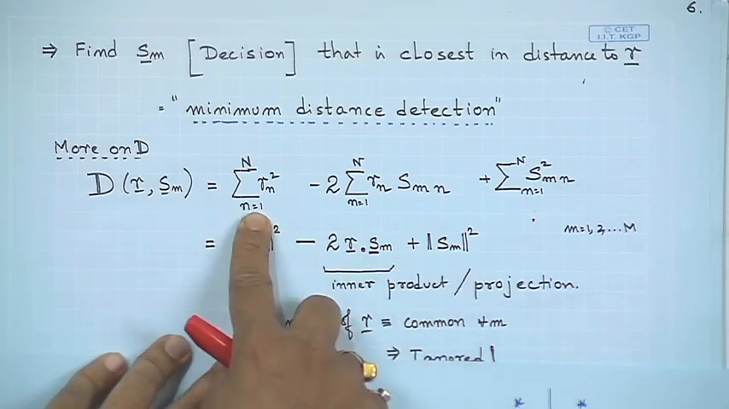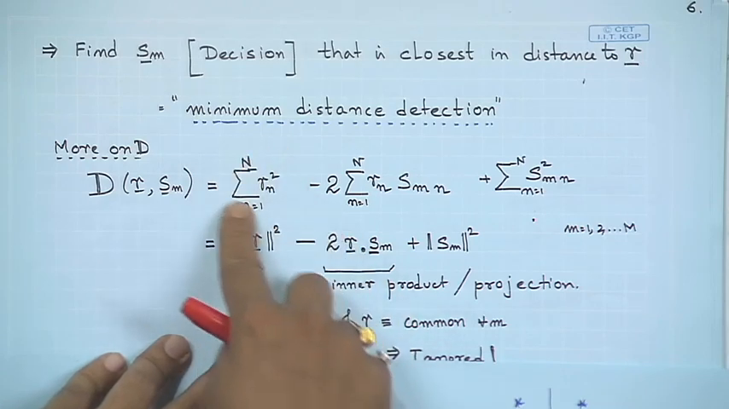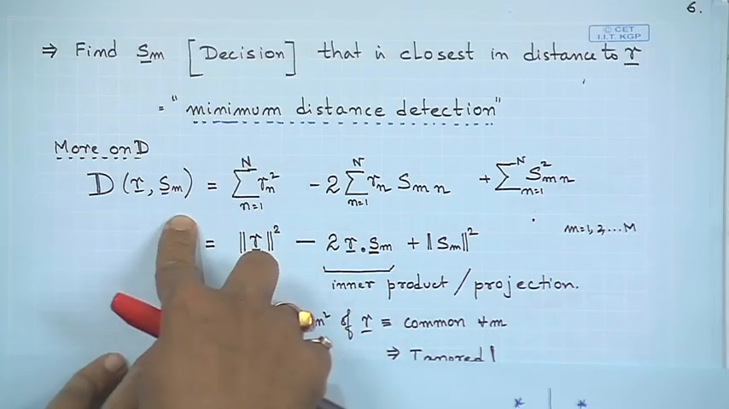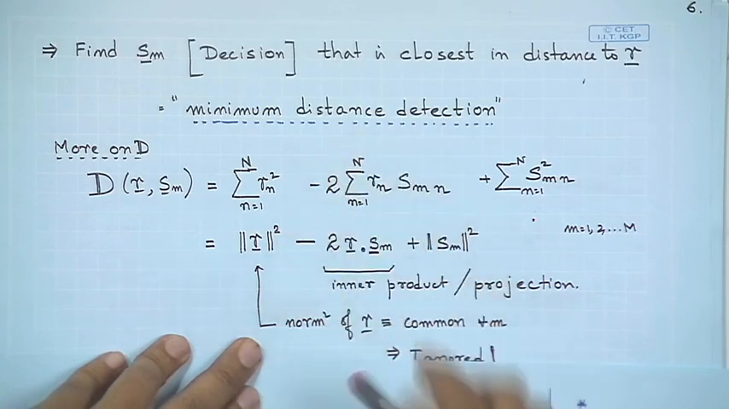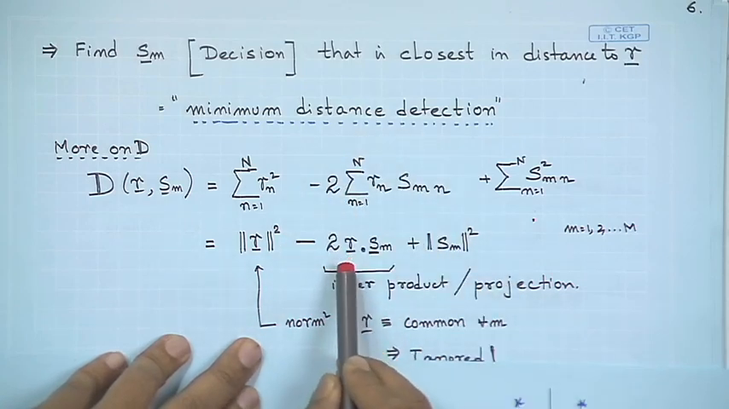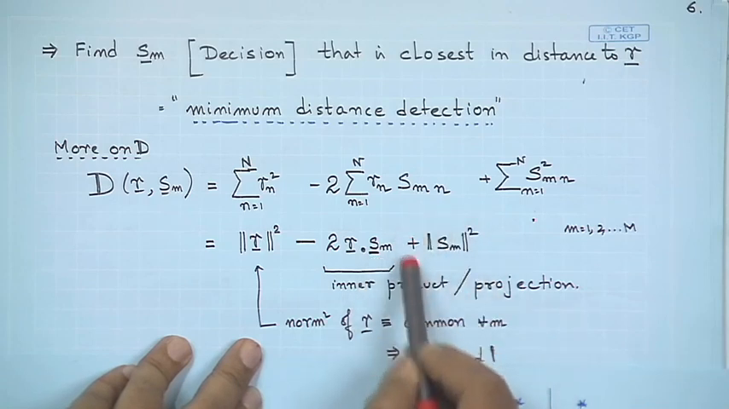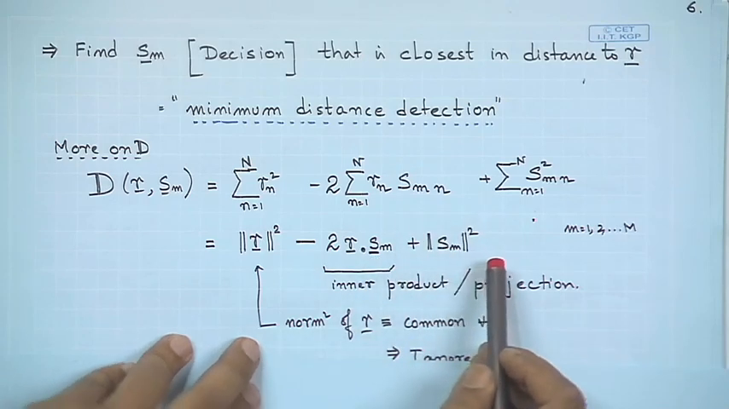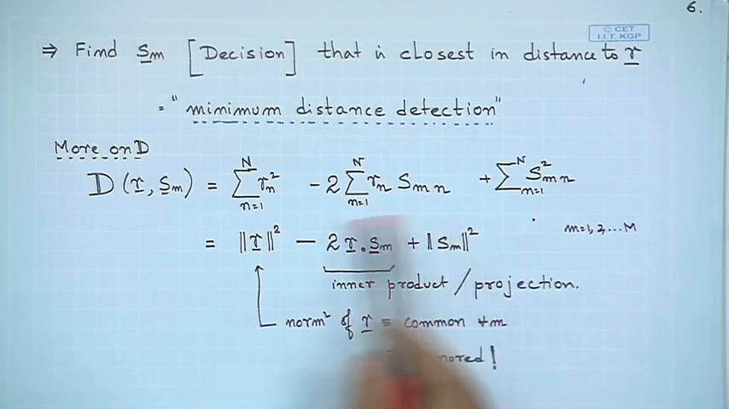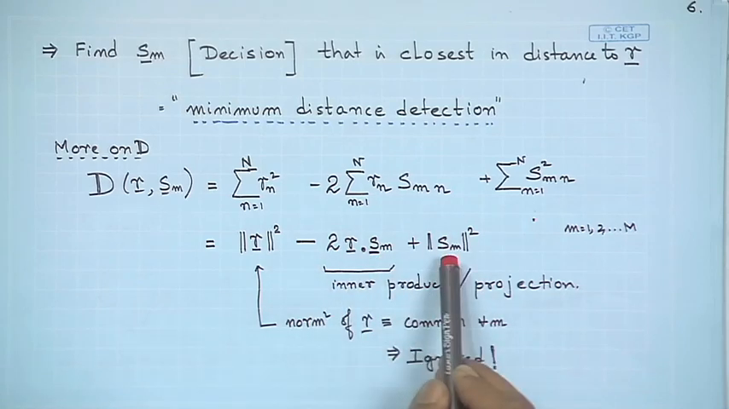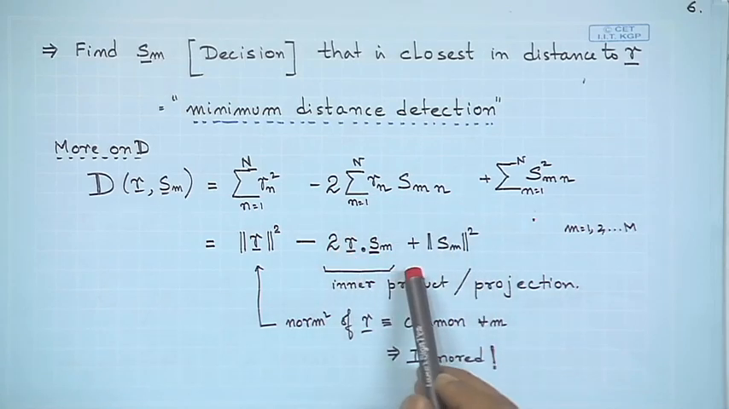In the same manner, we may ignore this while computing the distance, and what is left with us is the projection of r on Sm. So, you are projecting r on Sm, and there is the energy of the signal. So, what we have is the projection and the energy of the signal, which are relevant for us.